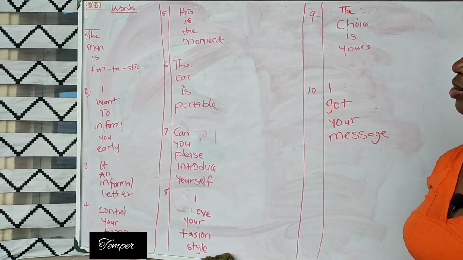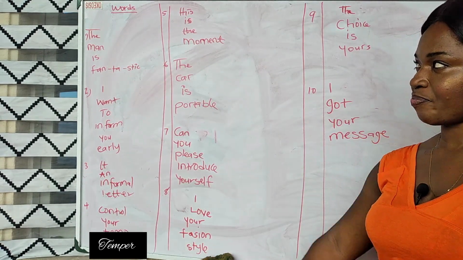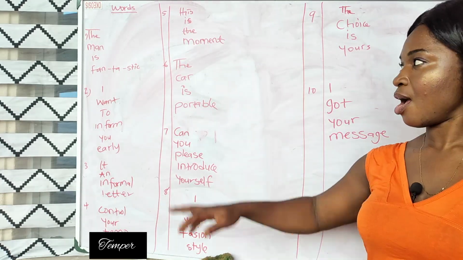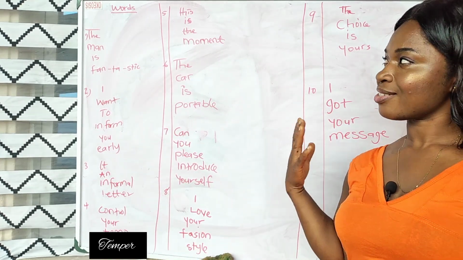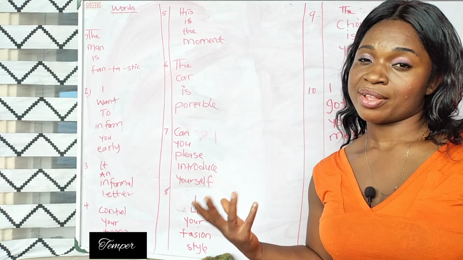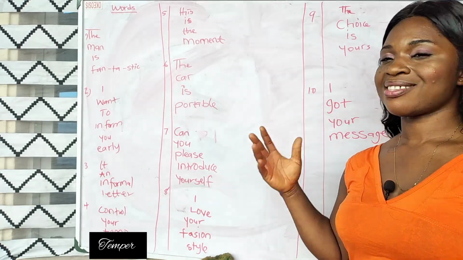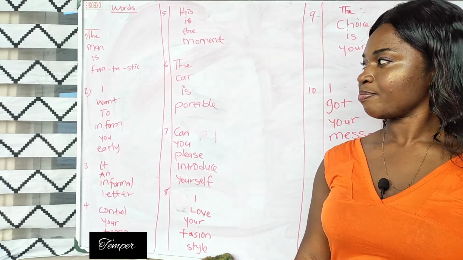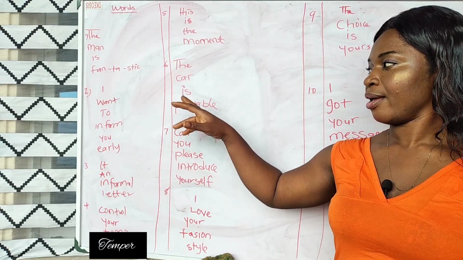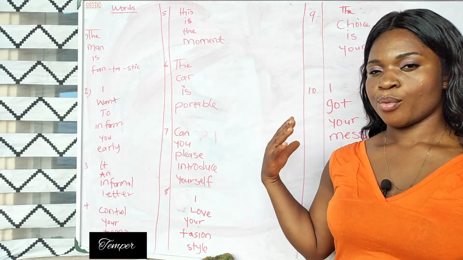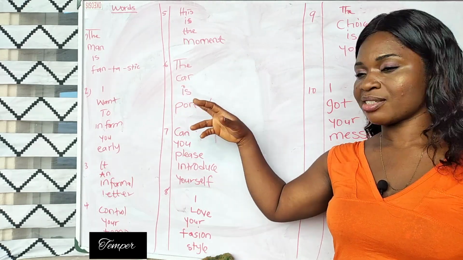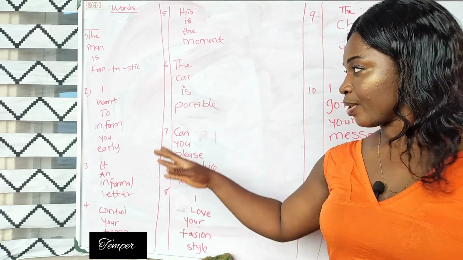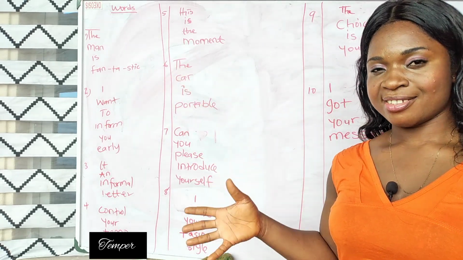Good. All right, so number 5, I have this is the moment. This is the moment you've been waiting for. This is the moment you've been looking for. Now is the moment. Okay, so number 6, the car is portable. It's a portable car. The car is portable is the sentence.